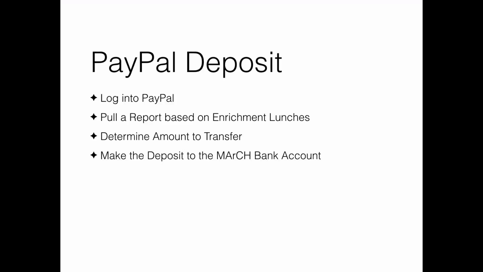Okay, in this video, I'm just going to do a simple PayPal deposit. I'm going to log into PayPal, and then I'm going to pull a report based on the enrichment lunches. Then I'm going to determine the amount to transfer based on that report, and then make the actual deposit to the March bank account. This is simple.